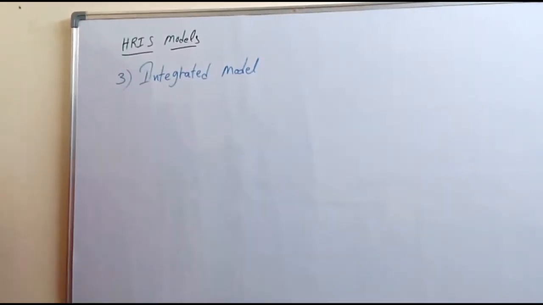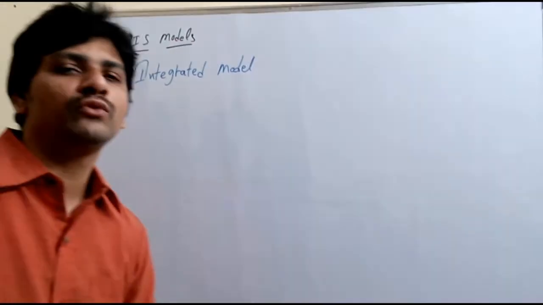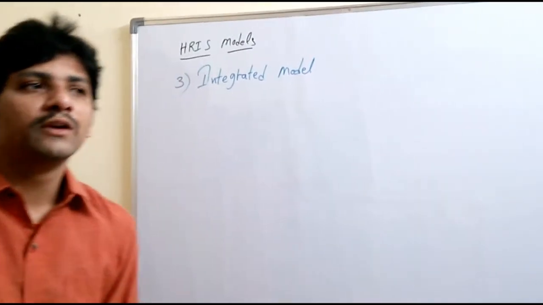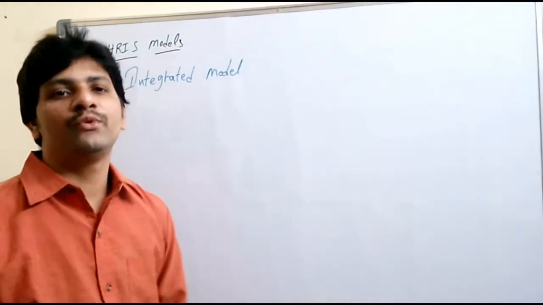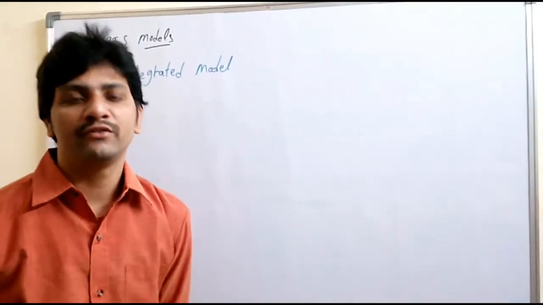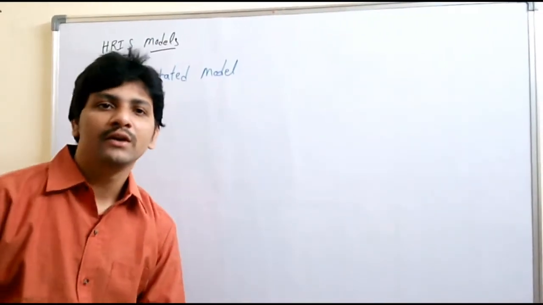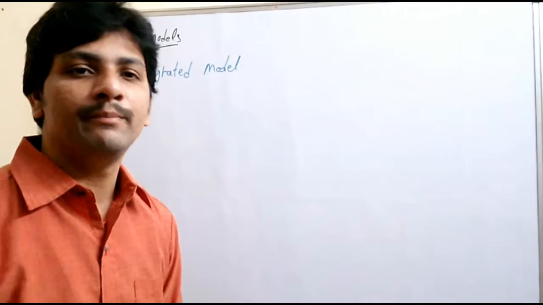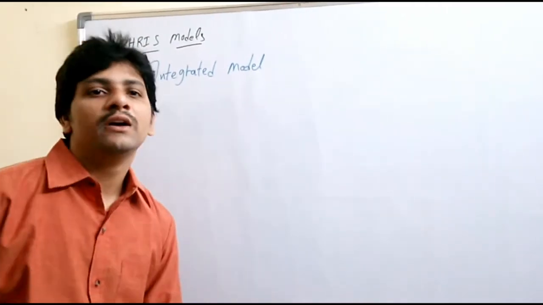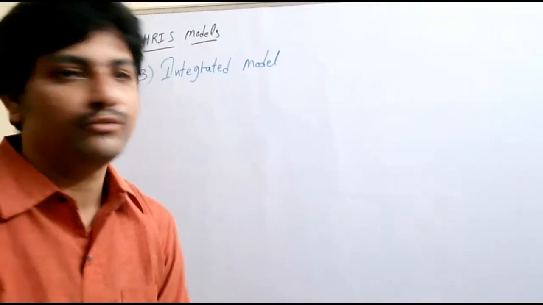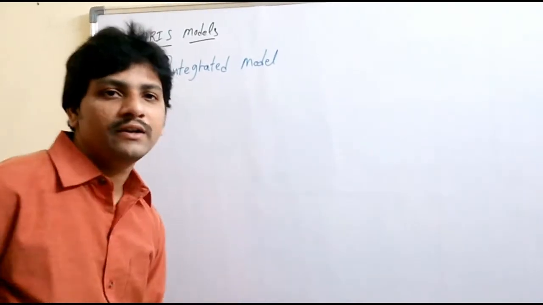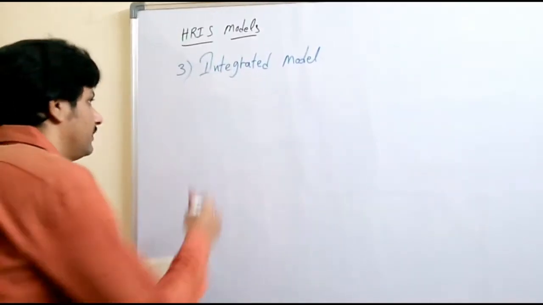Understand the third model, that is an integrated model. It is also known as a successful model, because we are going to get the different types of components regarding the HRIS clubbed into a single unit. That gives the best result for processing the human resource information system. So let us go and understand the diagram. First I will draw the diagram.